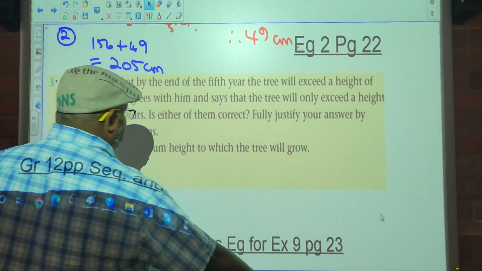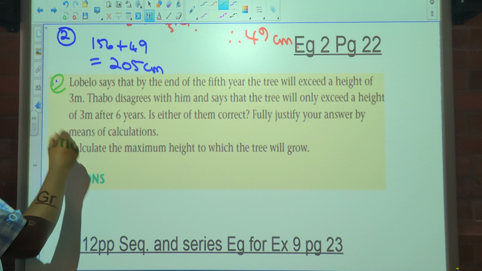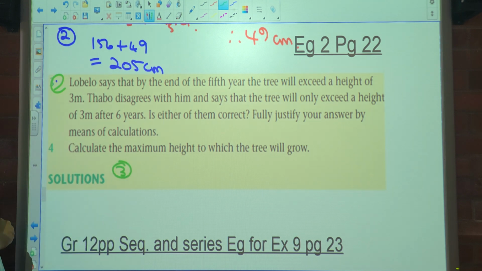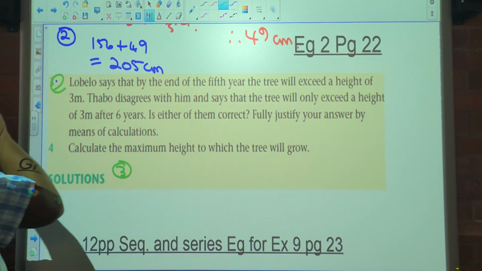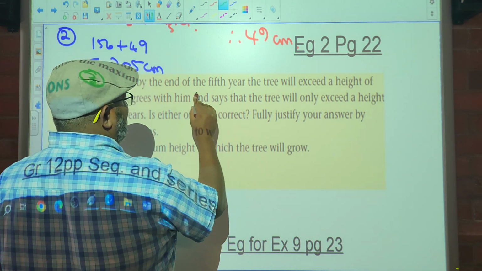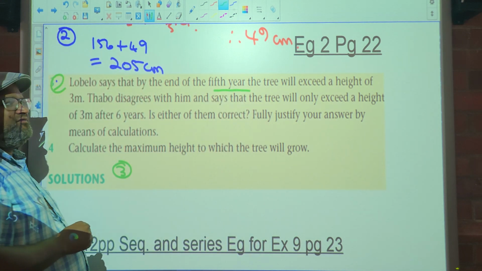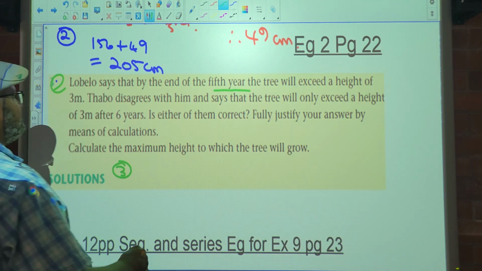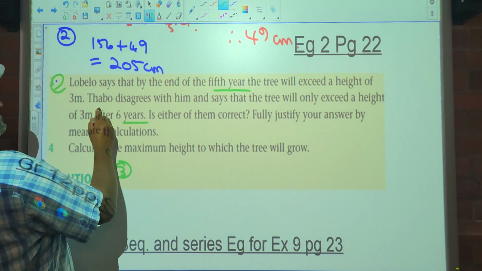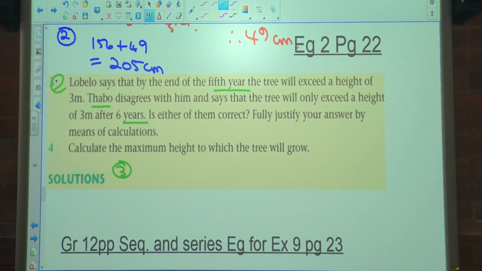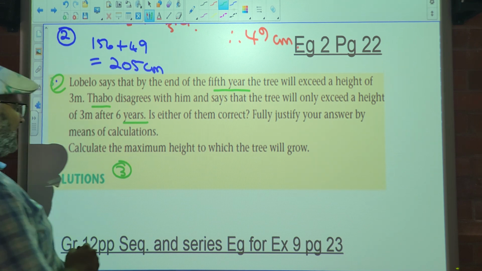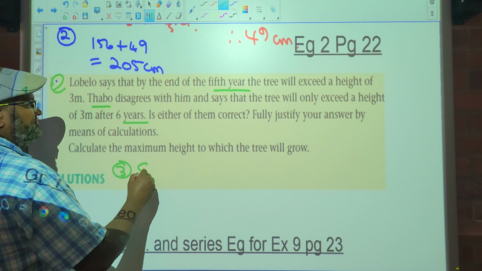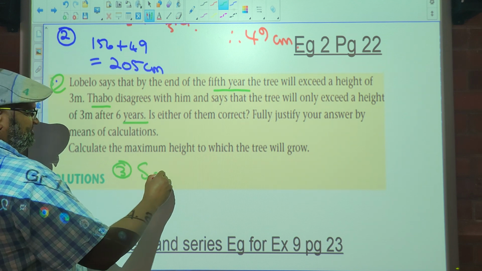Calculation for number 3. In other words, I need to know what the height of the tree is after 5 years. And we can conclude if Bello is correct. Otherwise, we must do it for 6 years to check if Tabo is correct. Do you guys understand? So how do we do this calculation? We're going to say the sum of 5 years is equal to.